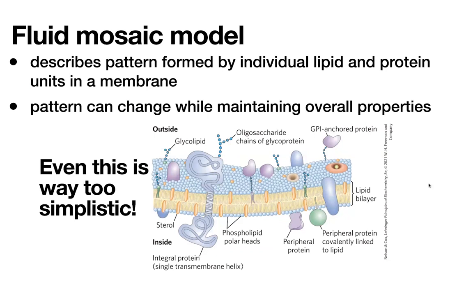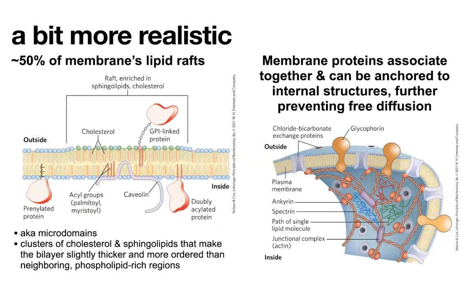Instead of being able to freely diffuse around, what actually happens is that there are various regions or microdomains of the lipid membrane. About 50% of it is what we call lipid rafts or microdomains. These are basically clusters where the lipids are enriched in cholesterol and sphingolipids. This part is going to be slightly thicker and more ordered than the neighboring region.